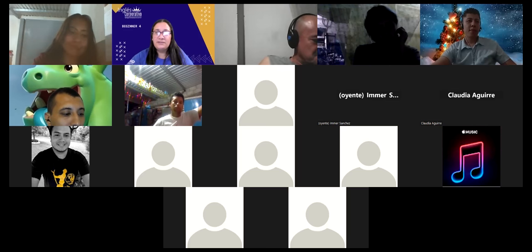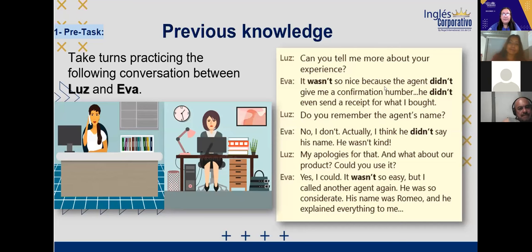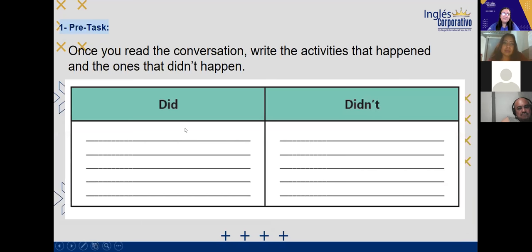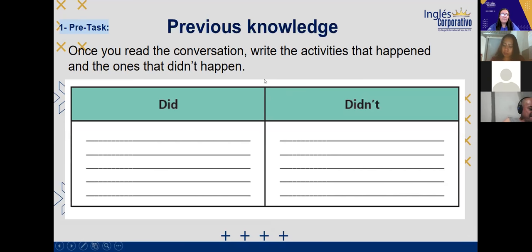Okay, the first activity was to practice a conversation, right? And some people already practiced a conversation, which is good. Then the next activity was to write the activities that happened and the activities that didn't happen. So affirmative and negative sentences in past, right? What do you have? Activities that did happen. She called another agent.